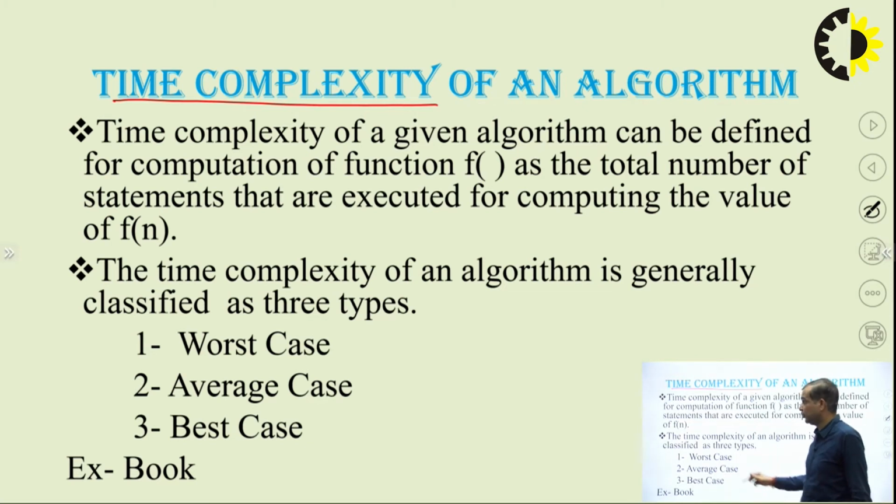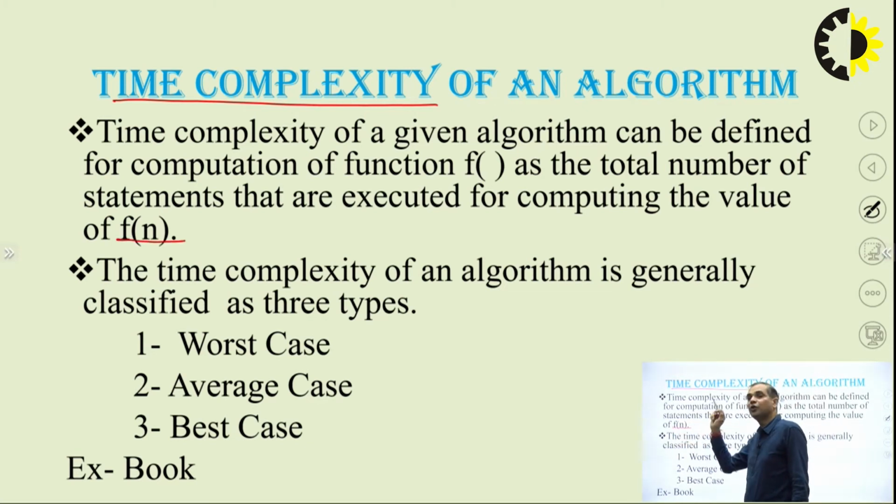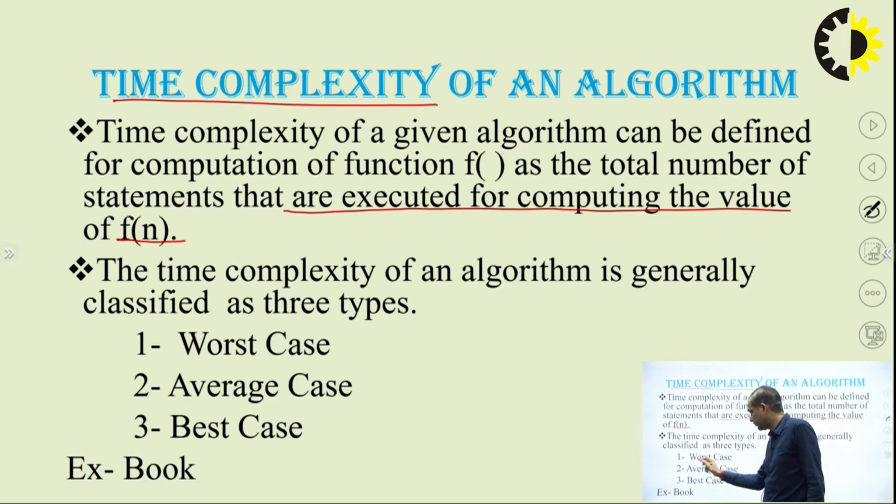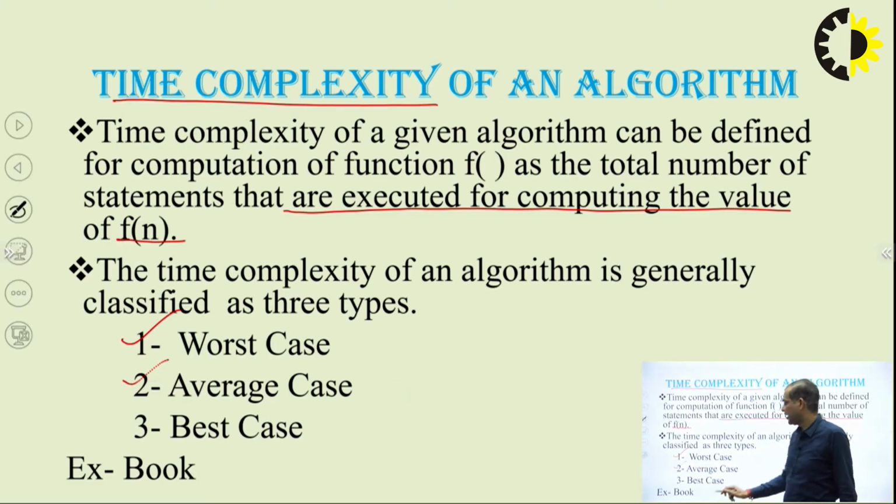If we have a function of n, meaning a problem of size n, how many steps will it take to execute this? That is known as the time. That is how many steps are required to solve this problem, and the time complexity of this algorithm can be defined by three cases. Number one is the worst case, second is the average case, and third is the best case.